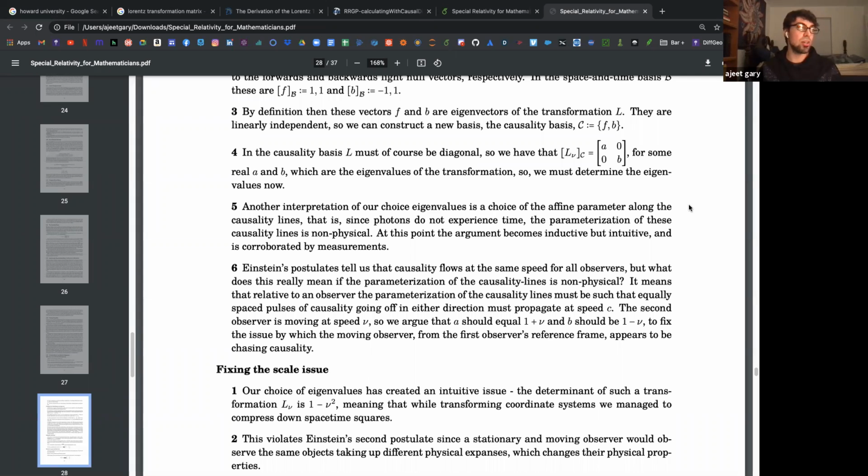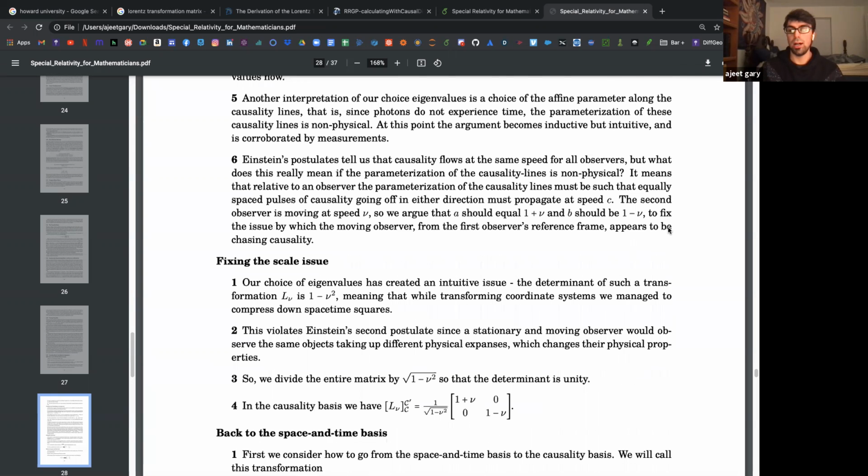We're going to reparameterize this causality grid, because that's a freedom of ours anyway, to account for the motion of the other observer. So we're going to stretch the causality grid in the direction they're moving by 1 plus nu, and stretch it by 1 minus nu, which will be some number less than 1, along the other direction. So F's eigenvalue is going to be 1 plus nu, and B's eigenvalue is going to be 1 minus nu. Remember nu is something between 0 and 1, so 1 minus nu is just some positive number. Okay, cool. So we squished the causality grid in one direction and stretched it in the other direction to account for the other observer seeing the speed of light the way they're supposed to.